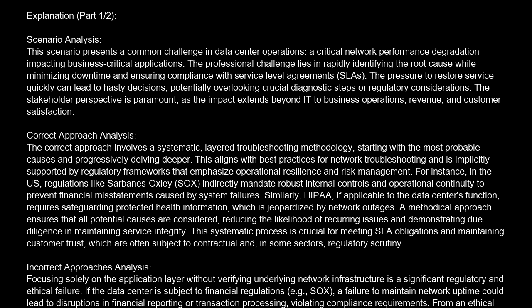Similarly, HIPAA, if applicable to the data center's function, requires safeguarding protected health information, which is jeopardized by network outages. A methodical approach ensures that all potential causes are considered, reducing the likelihood of recurring issues and demonstrating due diligence in maintaining service integrity. This systematic process is crucial for meeting SLA obligations and maintaining customer trust, which are often subject to contractual, and in some sectors, regulatory scrutiny.